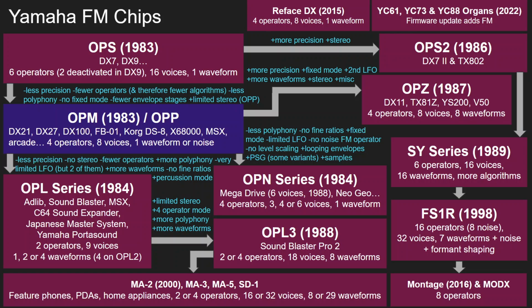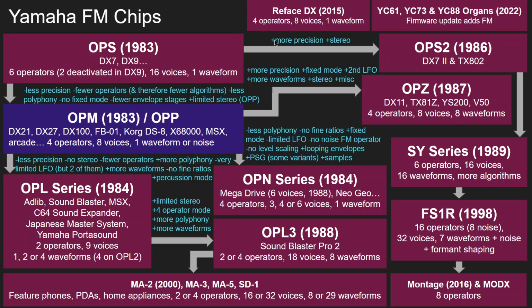But we also have a bunch of other things, because we have more wave shapes, which means you need fewer operators to achieve the same kind of sound. So it had 6 operators per note, except in the DX9, where they disabled 2 of them basically. They used the same chip, but in order to make a budget product, they just disabled some of the functionality. 16 voices, so that would be 16 note polyphony. 1 waveform, it could only do sine waves.